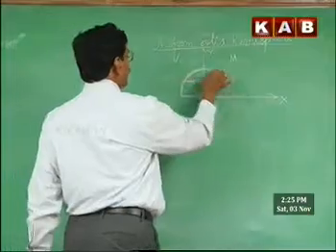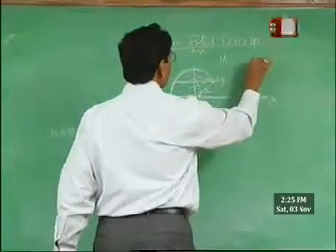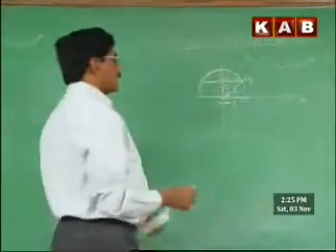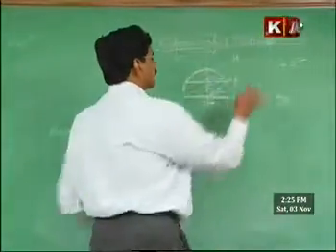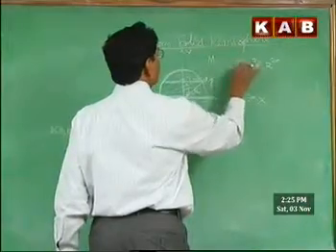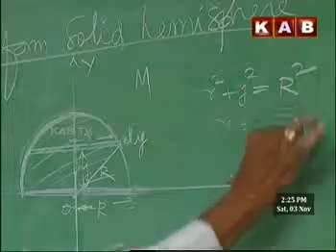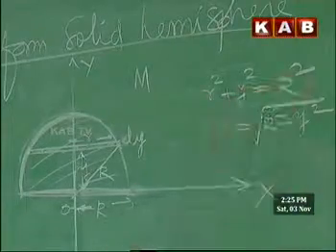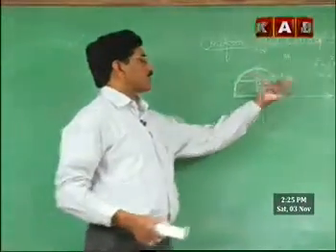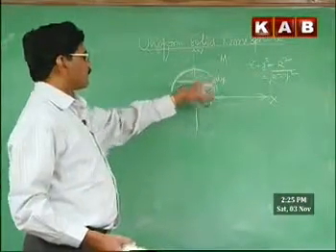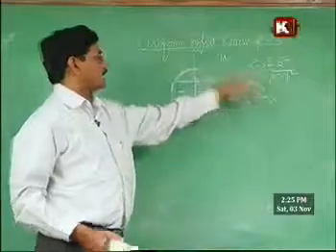The equation of this curve is x square plus y square is equal to R square, where R is the radius of the sphere. Therefore, the radius of the disc r is equal to the square root of R square minus y square. We can obtain the radius of the disc this way because this is the equation of the curve.